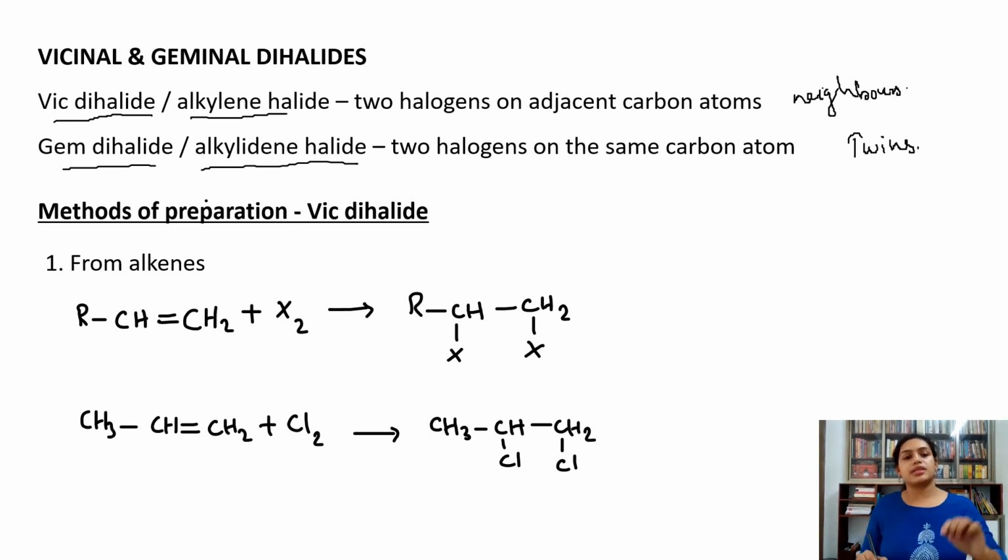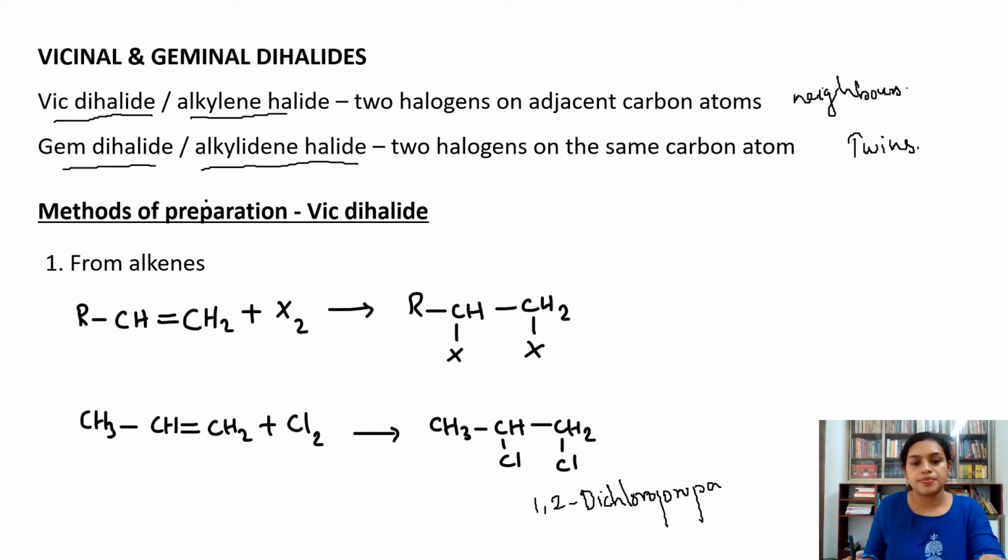Now let's see the methods of preparation individually. First is the method of preparation of vic dihalide. That's pretty simple. You have learned it in the addition reactions also. So from alkenes, when alkenes are treated with halogens, you'll be getting vic dihalide. I've given an example of propene plus chlorine. What is the compound? This is 1,2-dichloropropane.